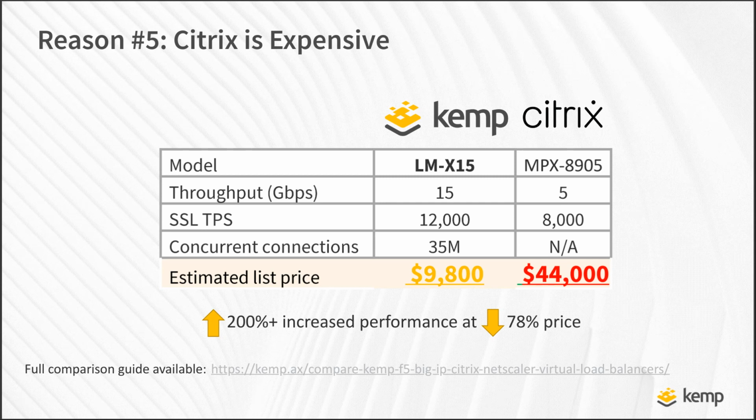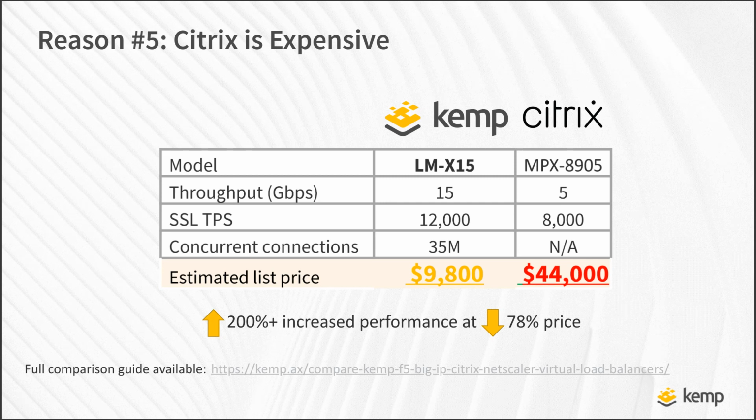A Citrix somewhat equivalent product, the MPX 8905, throughput 5 gigs, 1/3 of the throughput. SSL TPS 8000, so about 70% of the throughput. Concurrent connections, they don't actually list it, but from the specs that I see, it's probably around the same number. Now the pricing, list price, Kemp $9,800 US.